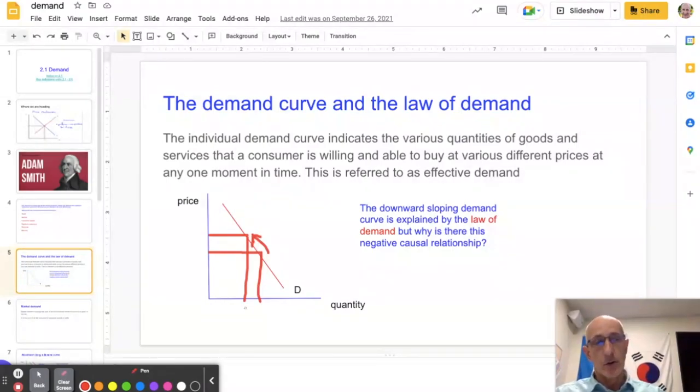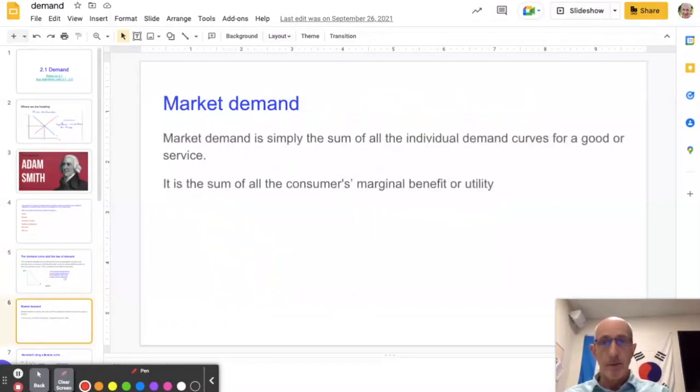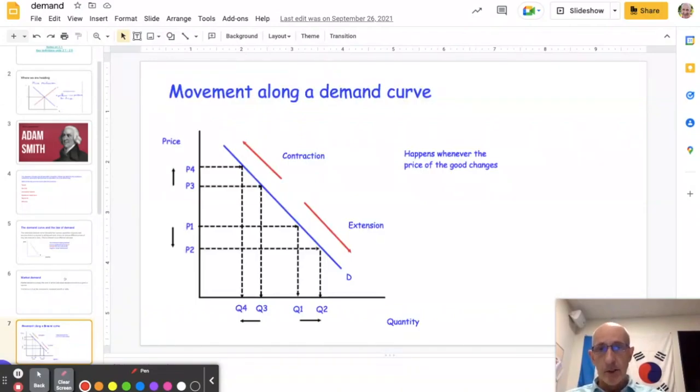It's called a law, suggesting that it's a sort of universal truth. And it's a generally accepted relationship between the level of price and the demand. Market demand is just the sum of all the individual demand curves. So we can talk about a market demand curve for a particular commodity. This diagram just shows that movement, the contraction when the price goes up from P3 to P4, demand contracts from Q3 to Q4, and similarly an extension of demand when the price falls from P1 to P2. The demand will extend along the demand curve from Q1 to Q2.